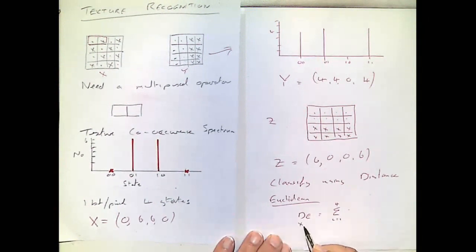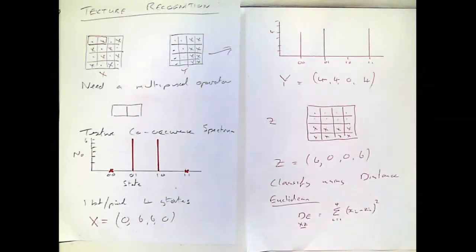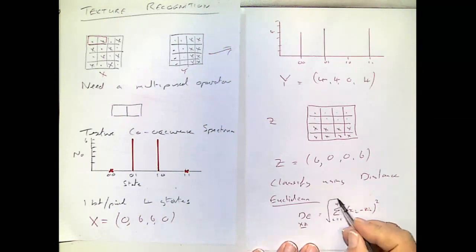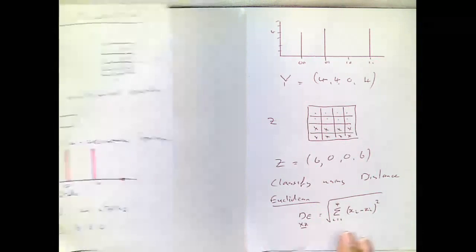let's have it between x and z. It is going to be xi minus zi squared. And the whole thing is square rooted if you want. So that is one distance measure we can use.